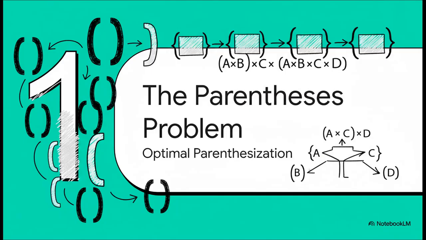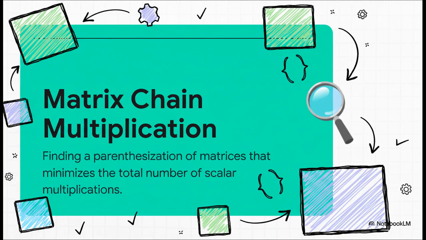Okay, so let's actually put a name to this thing. This challenge we're tackling is all about finding the optimal parenthesization. It's a fancy way of saying we're on a hunt for the single most efficient way to multiply a whole bunch of matrices together.